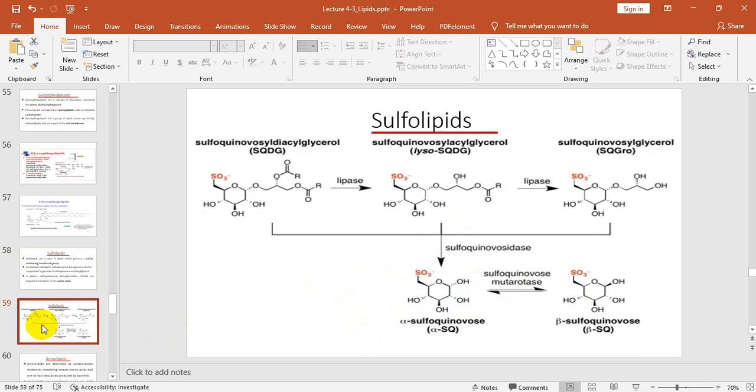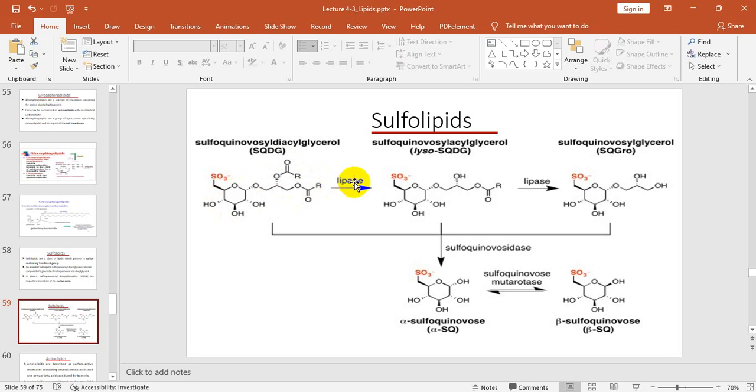So let's look at it. We have the sulfate group here, SO3 minus. And it is joined to what? It is joined to alpha sulfoquinovose. This is a sulfoquinovose. This is a fatty acid, and a fatty acid is also called an acyl group. Another acyl group. And this is the glycerol group. And this is the sulfoquinovose group.